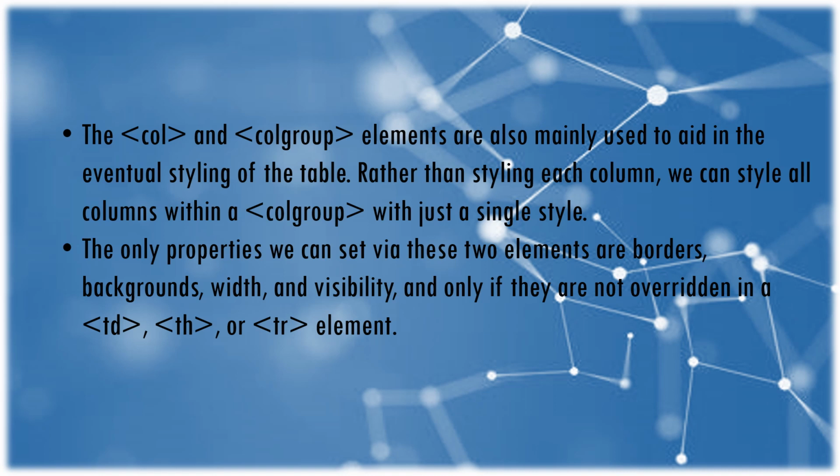The tag col, that is nothing but the column, and the column group elements are also mainly used to aid in the eventual styling of the table. Rather than styling each column, we can style all columns within a column group with just a single style. The only properties we can set via these two elements are the borders, backgrounds, width and the visibility, and only if they are not overridden in a table data cell, table heading or the table row elements.